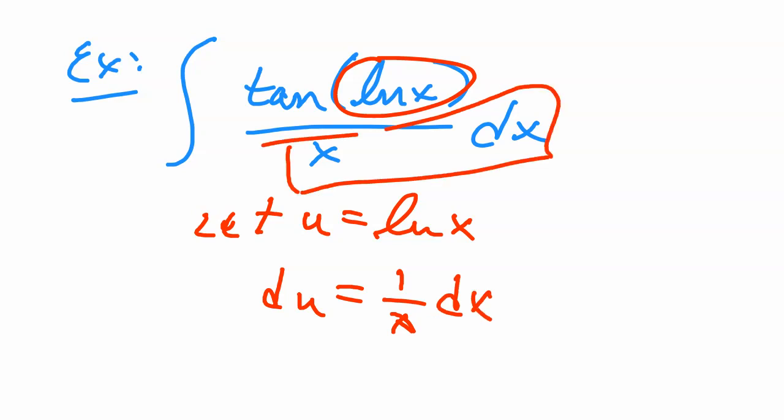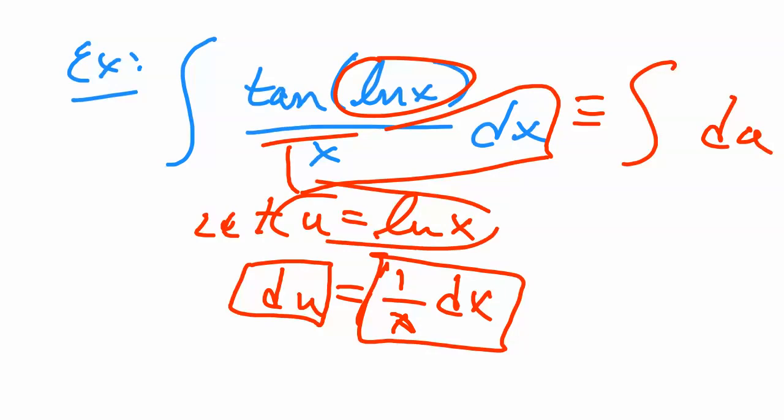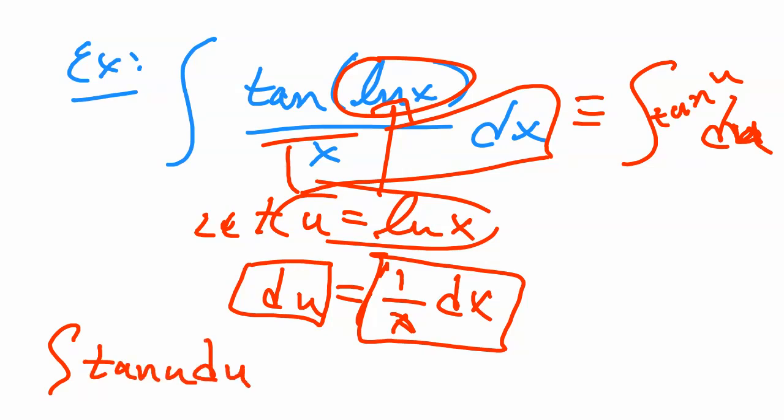If you notice the 1 over x dx I have right there, I'm going to be able to replace that with a du. So this is going to be equivalent to the antiderivative with respect to u of tangent of u du. Now what we can do is use our theorem. The antiderivative of tangent of u du, if you remember, is equal to the natural log of the absolute value of secant u plus c.